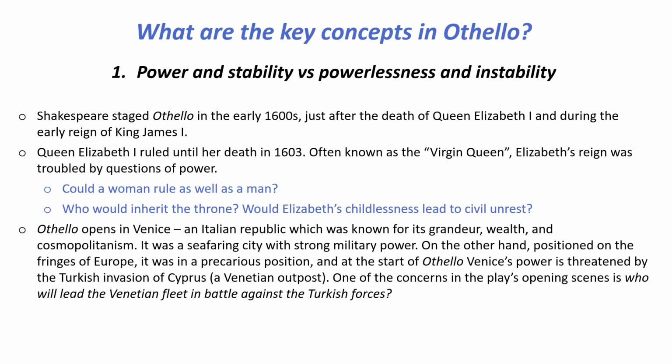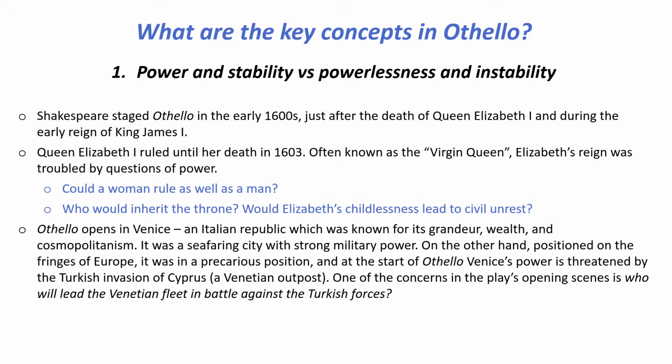Othello opens in the city of Venice. At the time that the play was set, Venice was an Italian republic, which means it was ruled by a senate rather than a king or a queen. And it was known for its grandeur, its wealth, its cosmopolitanism. It was a seafaring city with strong military power. Now, that might sound kind of familiar.